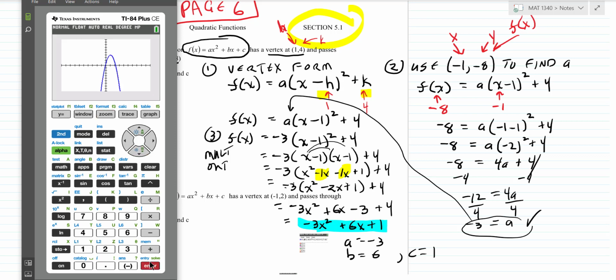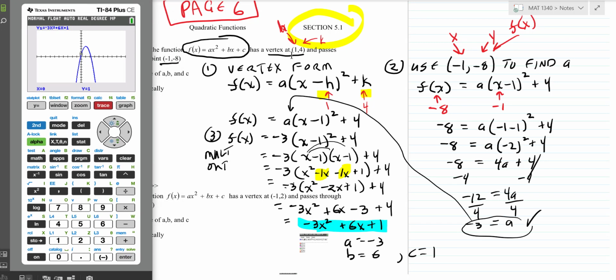Okay, and then that'll graph it. Okay, so here's how you tell you're right. I've taught you how to do the trace feature on this. So first of all, let's trace at 1. The reason 1 is because I gave you the vertex 1, 4. So if you type trace 1, let's see if the point 1, 4 comes out. Indeed it does, okay, look at that.